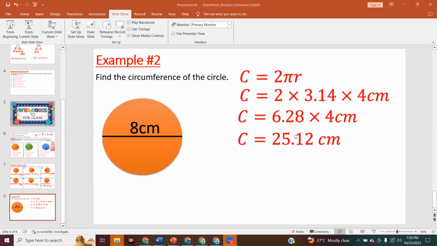All right, so we understand how we got 25.12, right? We do 6.28 times what? You divide by 4. Divide by 2. Mr. Petit, you had to divide 8 by 2, and then you have to multiply 4 by 6.28.